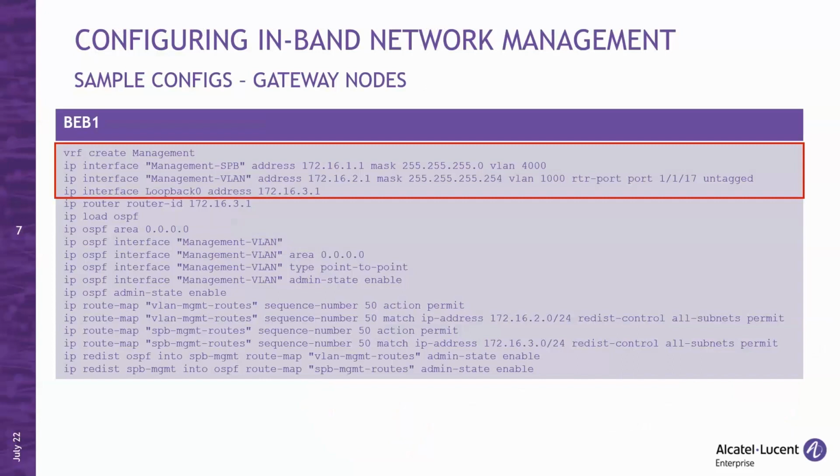Lastly, we create a loopback interface. This is best practice because even if port 17 is disconnected and VLAN 1000 goes down, I still have a redundant path to this device and I can still reach it through the SPB network. But for that, I need to use the loopback address because the other address, which is linked to VLAN 1000, will be down.